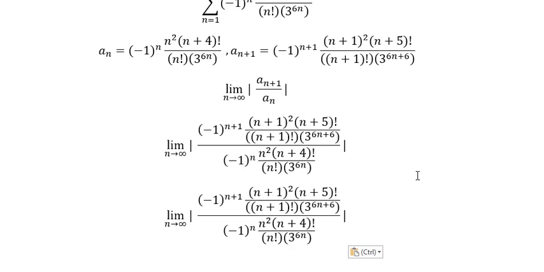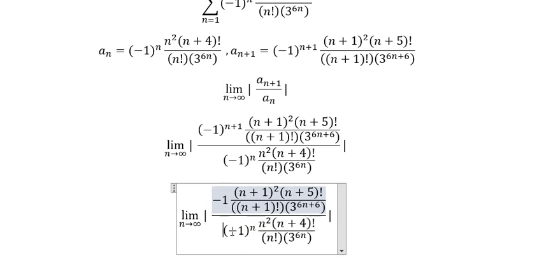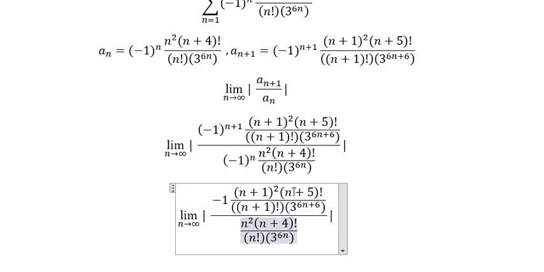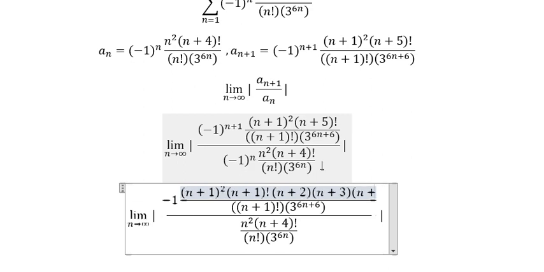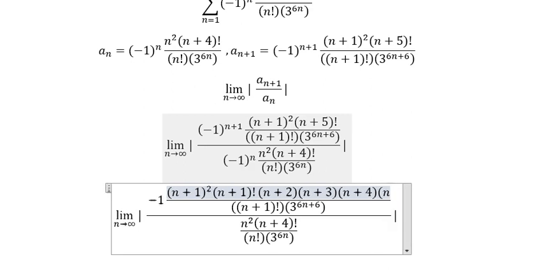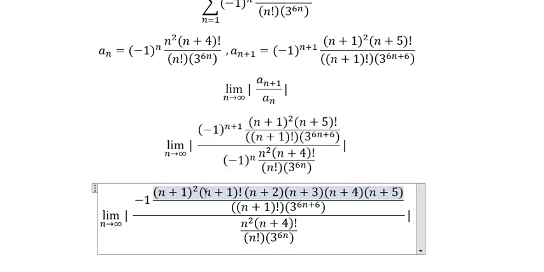So we need to simplify. So negative 1 to the power of n, this one we simplify, we just have only negative 1. So (n plus 5) factorial divided by (n plus 1) factorial, that should be like this. So we simplify (n plus 1) factorial in here and here.